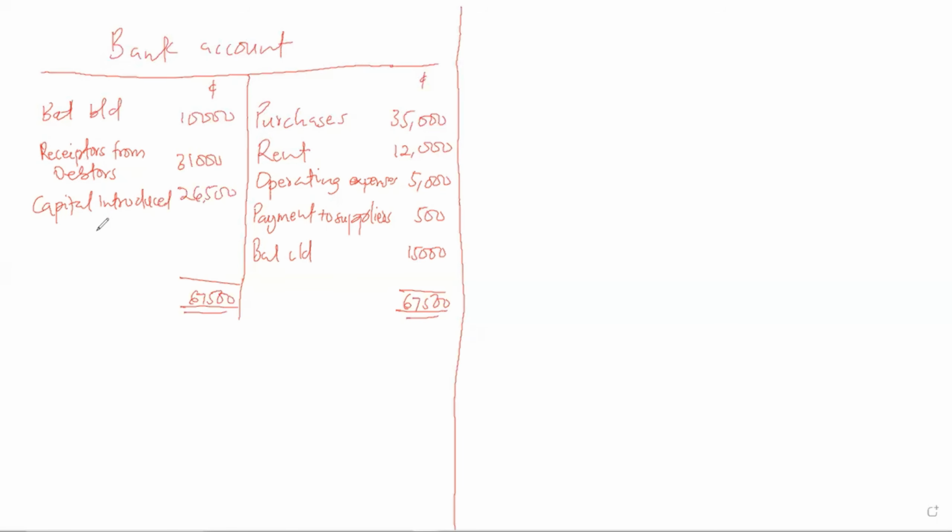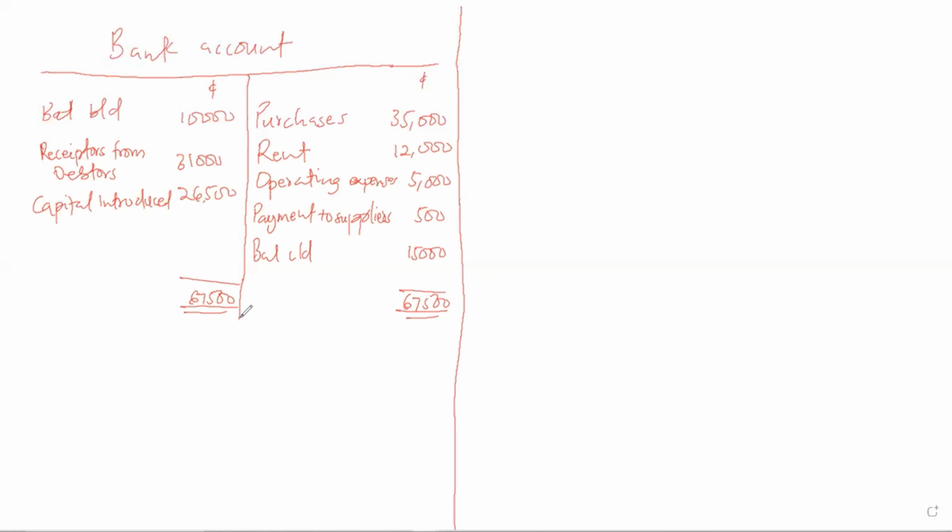So if the difference were on the credit side, we would have said this is drawings. Yes, that is how it is. We say it is drawings, but if it is on the debit side, we say it is capital introduced. Okay, so that is it.